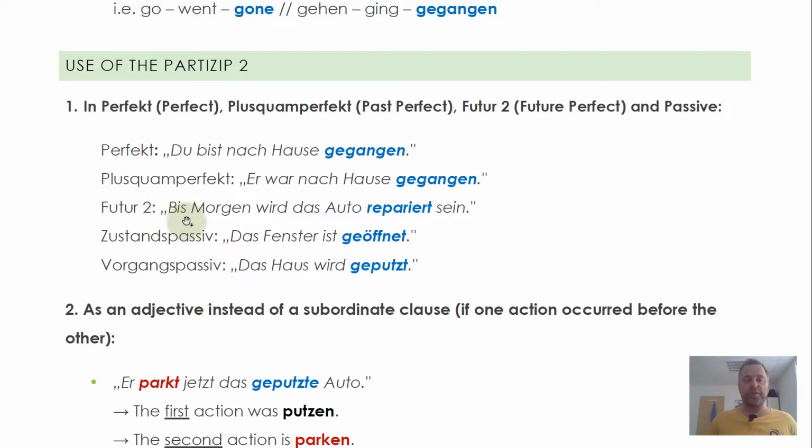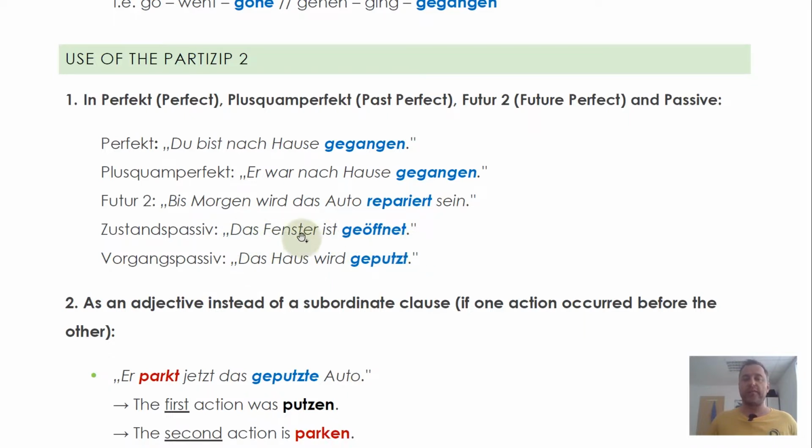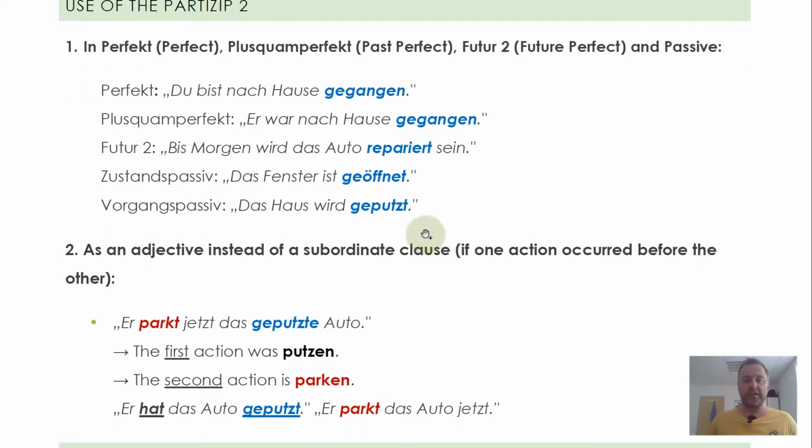Futur 2: Bis morgen wird das Auto repariert sein. So until tomorrow, the car will have been repaired. So repaired, third version. Zustandspassiv, so the special state passive voice: Das Fenster ist geöffnet. So the window is opened. Vorgangspassiv, so process passive: Das Haus wird geputzt. So the house is being cleaned. You see here, it is used in a similar way in English. You need this third version of the verb in English here as well.